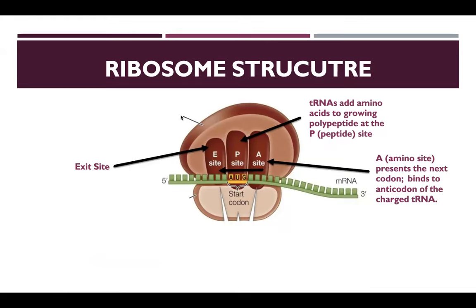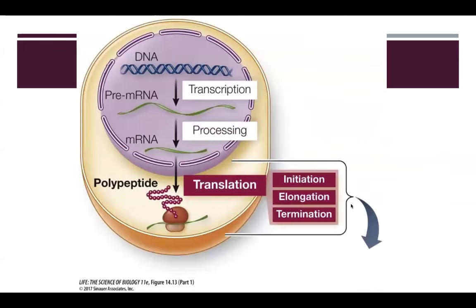So at the P site, an amino acid gets added to the polypeptide, the E site exits, and the A site is what reads the next three codons. So the A site eventually becomes the P site. The P site eventually becomes the E site, etc., as it moves along the mRNA transcript. So within translation as well, there's also initiation, elongation, and termination.